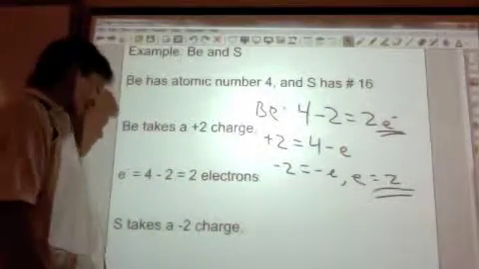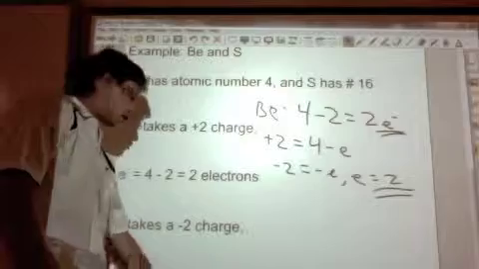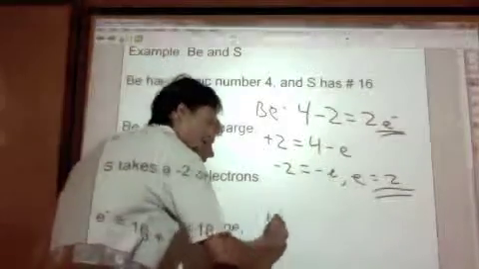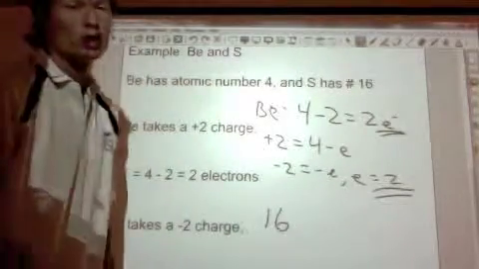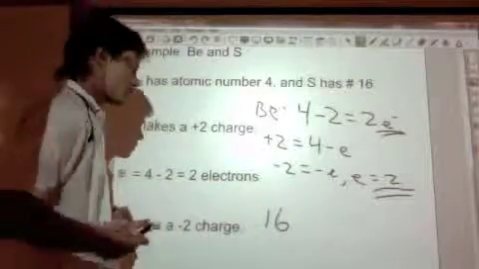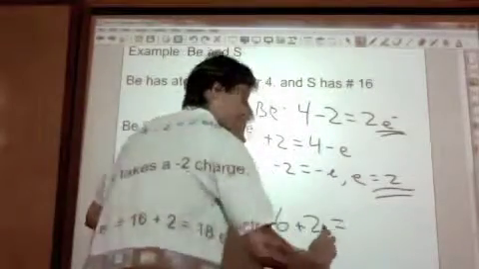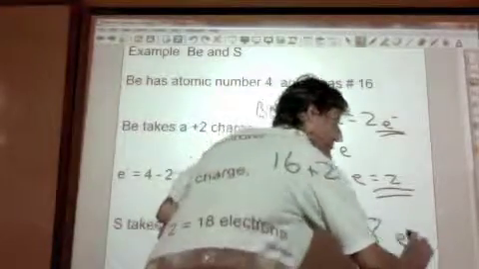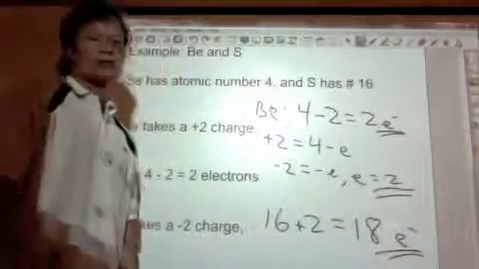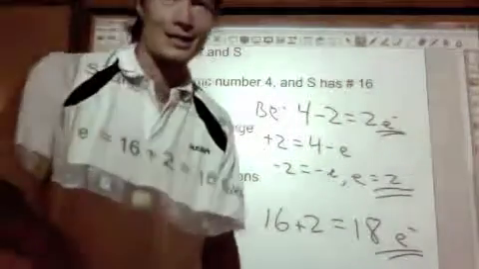Sulfur should be just as easy. It takes a -2 charge, so sulfur is number 16. If it takes a -2 charge, that means that it's added 2 electrons. So now it should have 18 electrons. I'm going to write an electron with an e negative.